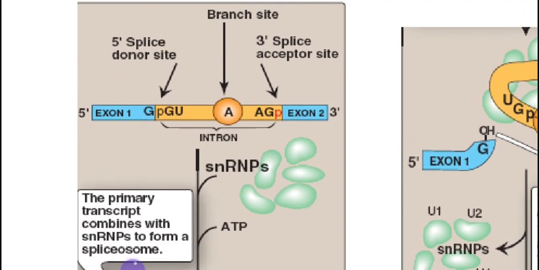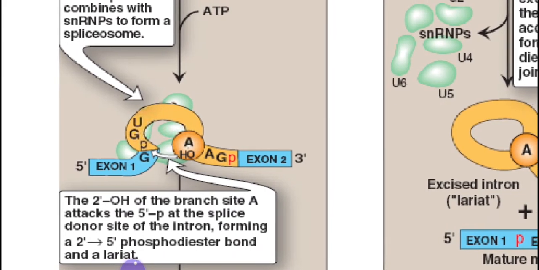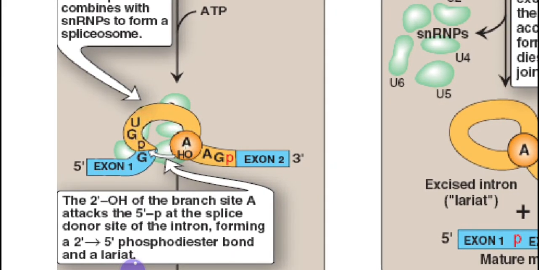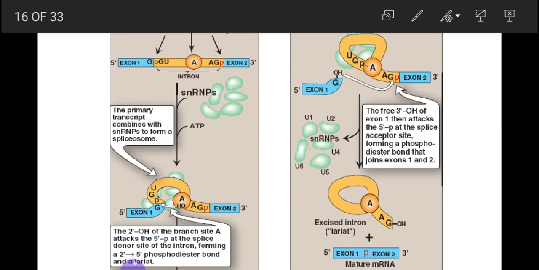The green oval balls are the snRNPs. The primary transcript combines with the snRNPs to form the spliceosome. This is the spliceosome. Here, the 2' OH of the branch site attacks the 5' phosphate at the splice donor site of the intron, forming the 2' to 5' phosphodiester bond.